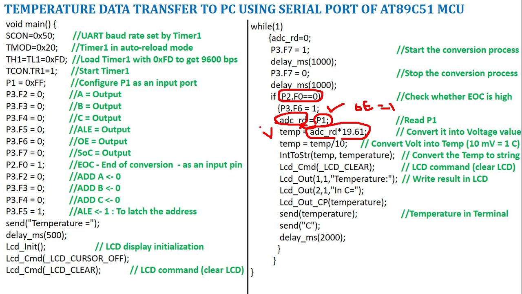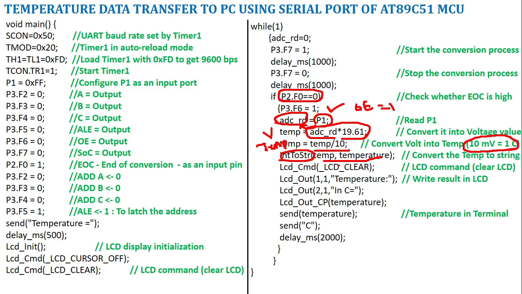And in order to convert my voltage value into temperature, what do I have to do? I have to divide it by 10, because for every 1 degree centigrade, our sensor will give a 10 millivolt variation. So I am going to divide this voltage by 10 so that I get the temperature data. This temperature data is converted into a string using this int to string function.